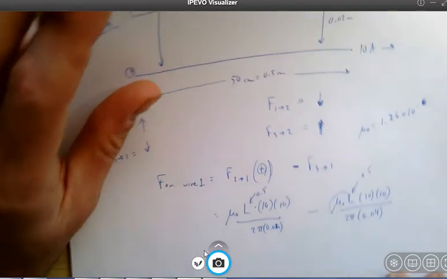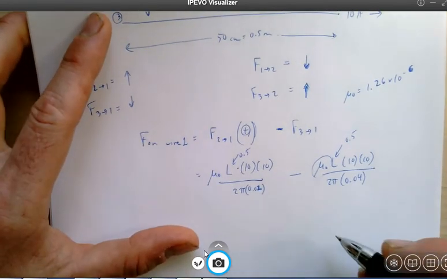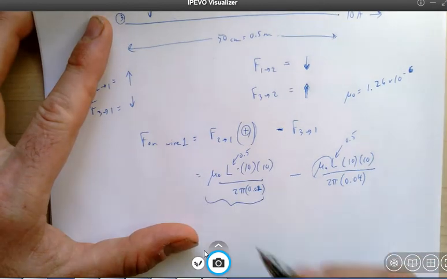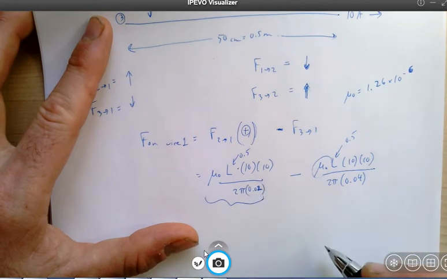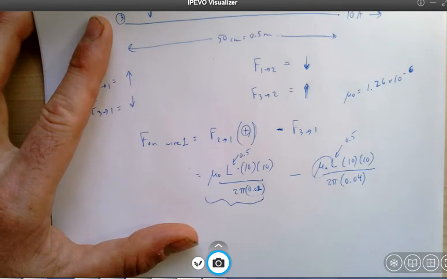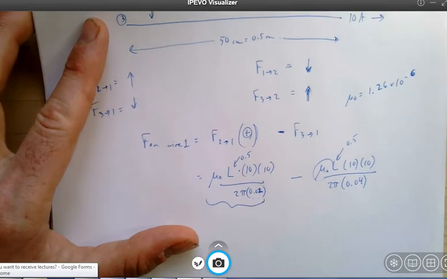Okay, so finally we can put this all together here. I'm not going to solve this by plugging in all the numbers, but I will say that this term is going to win, right? This is going to be the dominant term here, because this number here is smaller, and so the overall net force is going to be in the upward direction. So that's how we can figure out the direction of the force, and we can plug in all those numbers, and we can figure out what the overall force is on this wire.